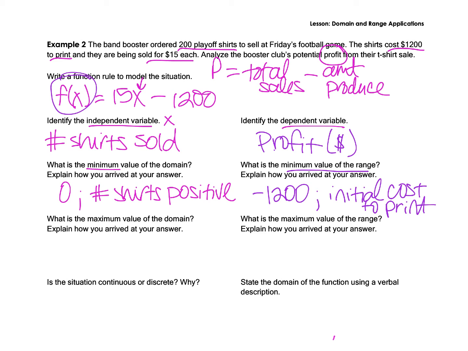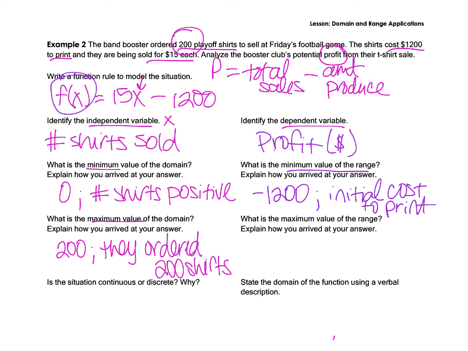Okay, so then looking at our maximum value of the x, remember they are ordering 200 shirts, so the max would be 200, because they ordered 200 shirts.